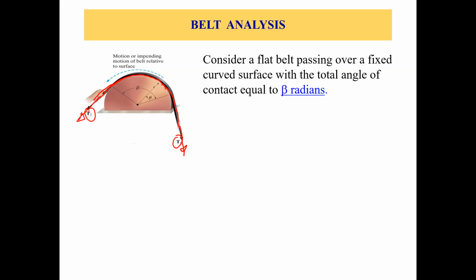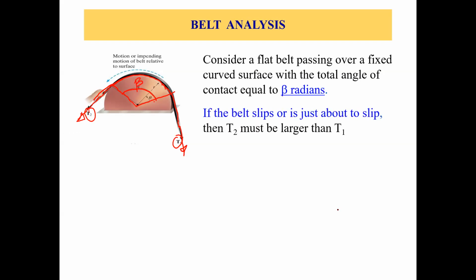Consider this flat belt passing over a fixed curved surface with the total angle of contact equal to beta radians. So this is your total angle of contact, this is your beta. This is the total angle of contact between the belt and the surface.